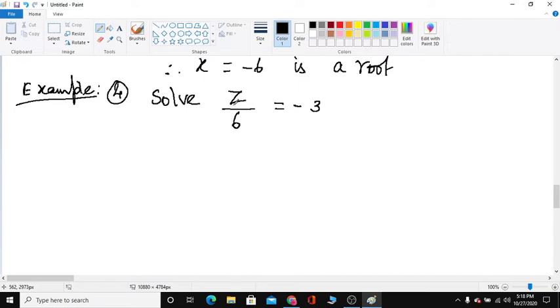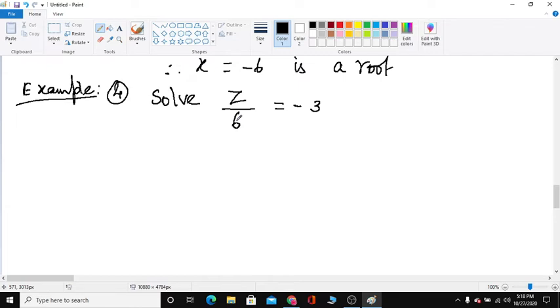So you have to remove 6 in the left hand side. 6 is in the denominator, so it is dividing the variable z. How do we remove 6? Since it is in the denominator, by multiplying by 6 on both sides, we can remove 6 in the left hand side. So multiply by 6 on both sides of the equation.